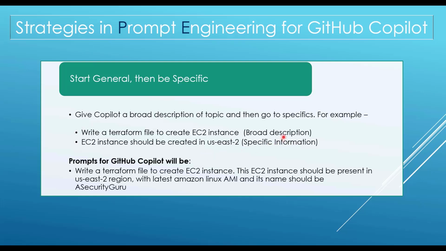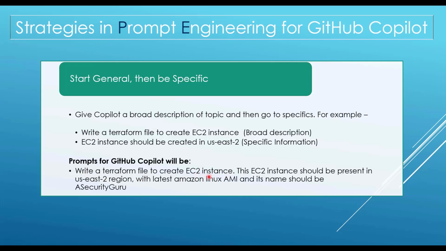And this is the strategy where we first provided a broad description of the topic to GitHub Copilot and then we provided specific details about this task. I hope you are now clear about the basics of this strategy in prompt engineering where we start general, then be specific. Now let's see a demonstration where we will provide a prompt to GitHub Copilot asking to write a Terraform file to create the EC2 instance.